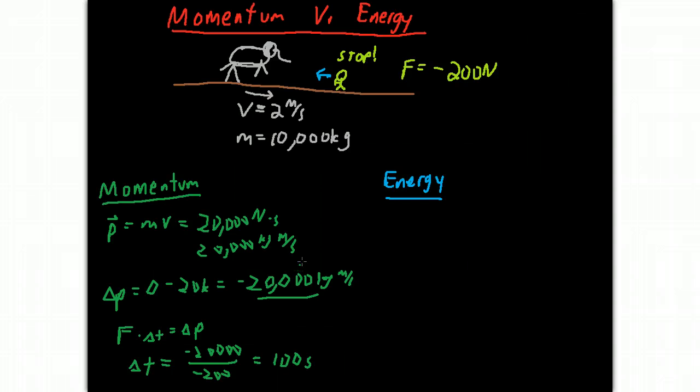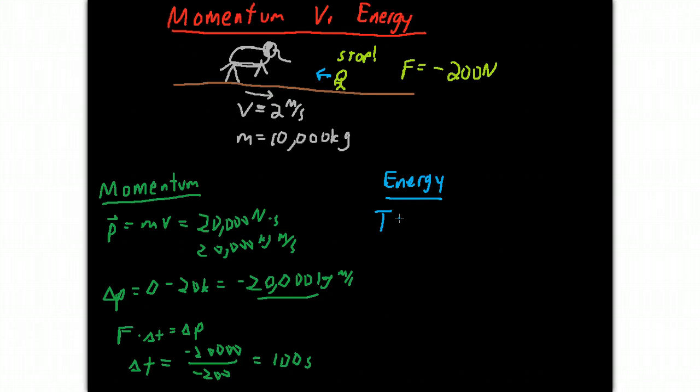This would really be equivalent to 20,000 1 kilogram masses moving towards you at 1 meter per second. Okay, that's what the elephant is doing essentially, except it's 10,000 with 2 meters per second. Now, as far as the energy goes, we can calculate the energy pretty easily as well.